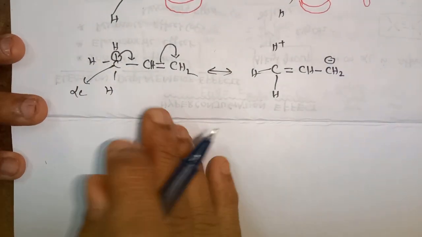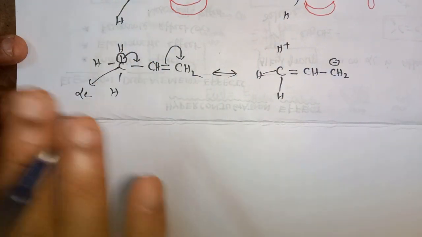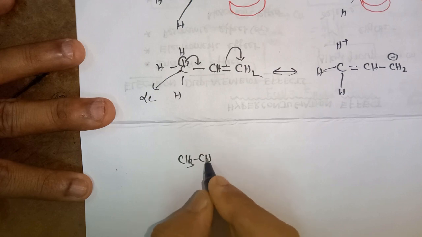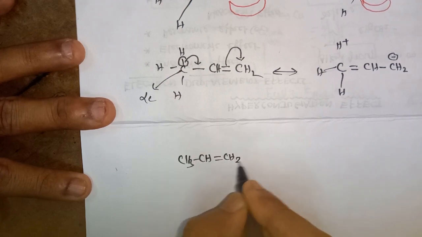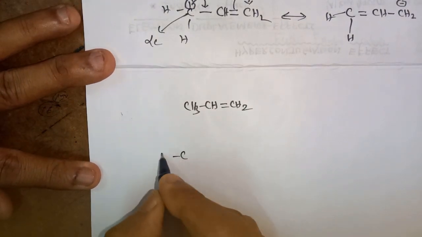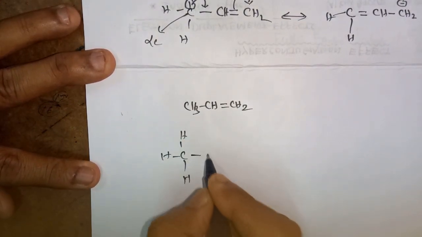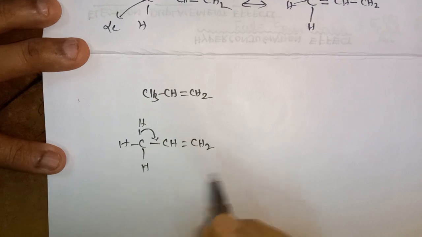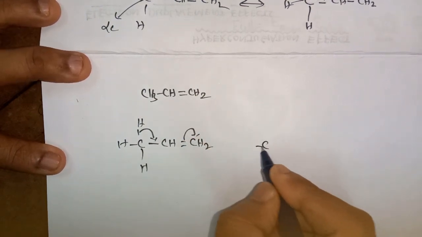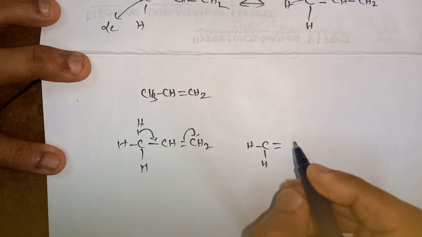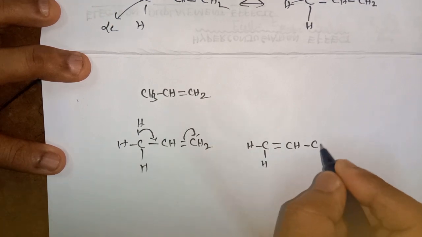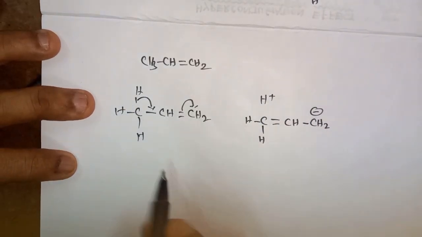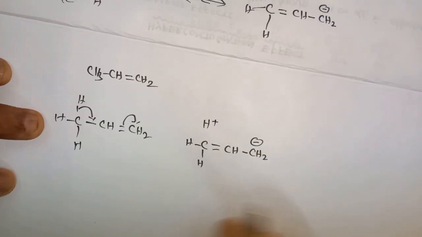Now let me explain how many hyperconjugative structures we get for propene. I take propene, CH3, CH2, CH double bond CH2. Propene: C with H and H, a single bond to C with H, a double bond, CH2. Here the hydrogen moves in this case. So what we get: it becomes C, H, H, a double bond, C. These two electrons will go there, becoming CH2 minus. Now again, instead of this hydrogen, it moves.